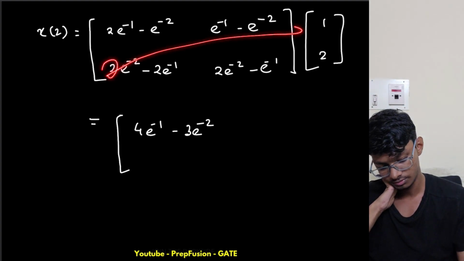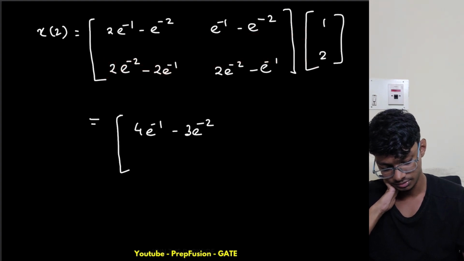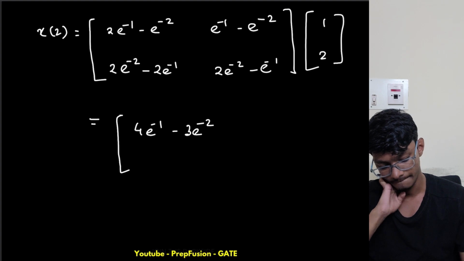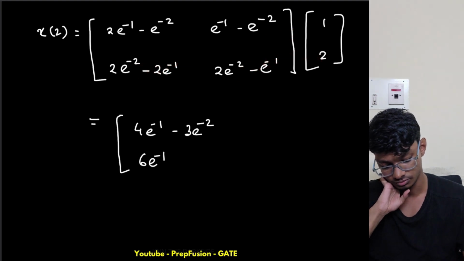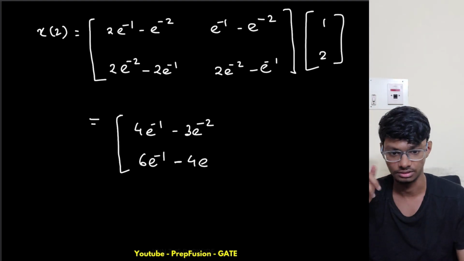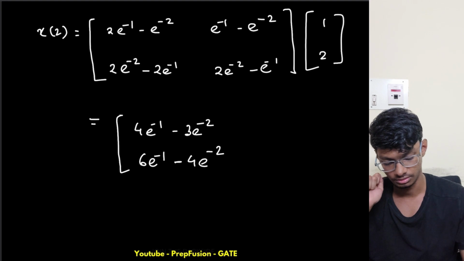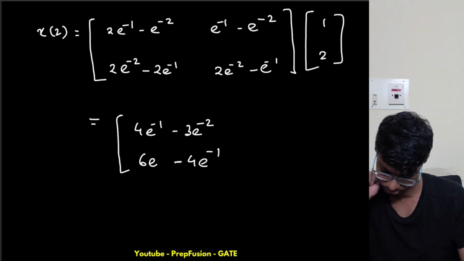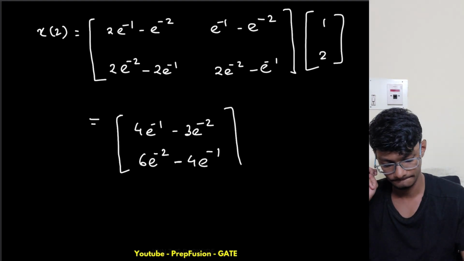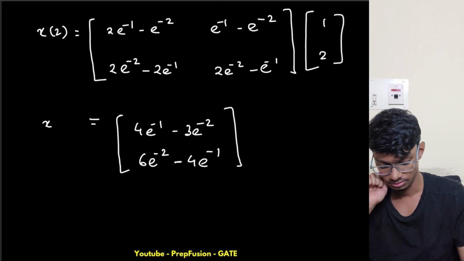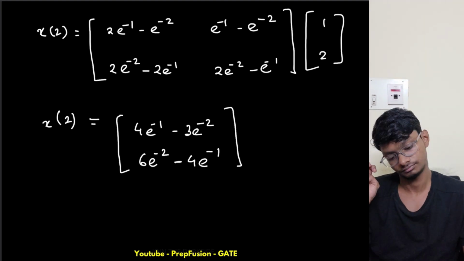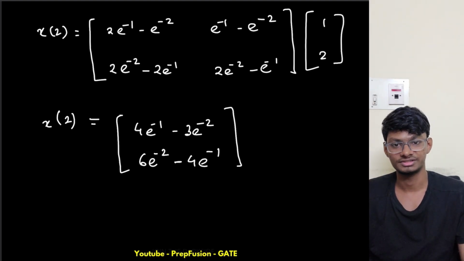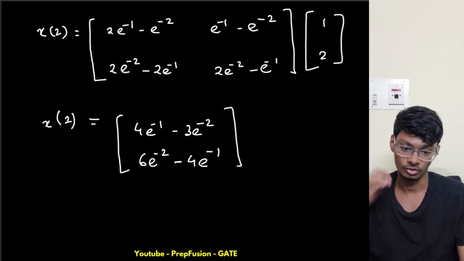And the second row becomes 2 times 1 and minus 2 times 2, so 4 plus 2 gives 6e^-1, and then minus 2 times 1 and minus 1 times 2 gives minus 4. The powers have changed this time; I made some mistake, this is e^-2 actually and this is e^-1 actually. This is my matrix, and this is the solution of the question. I will not put in the value of the exponential; that's the homework for you, and you'll get the same exact answer.